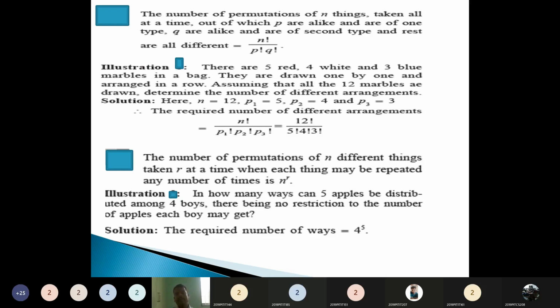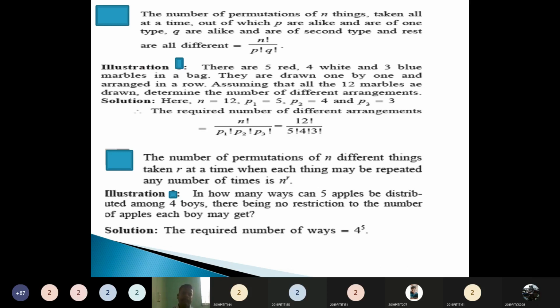In how many ways can 5 apples be distributed among 4 boys, there being no restriction on the number of apples each boy may get? That means 4 boys are there. We can take them as B1, B2, B3, B4. The sharing: all 5 apples may be given to the first boy, B1. That is one kind of sharing. All 5 apples may be given to the second boy, and so on to the fourth boy. That is one kind of sharing.